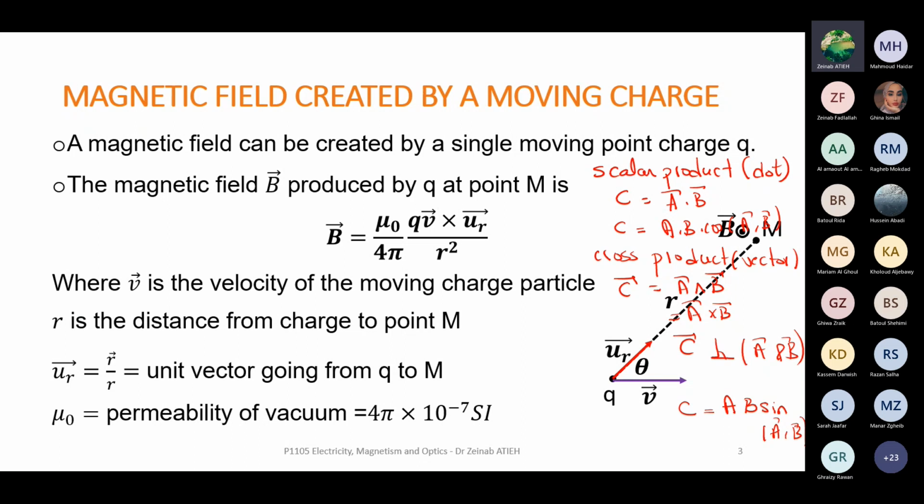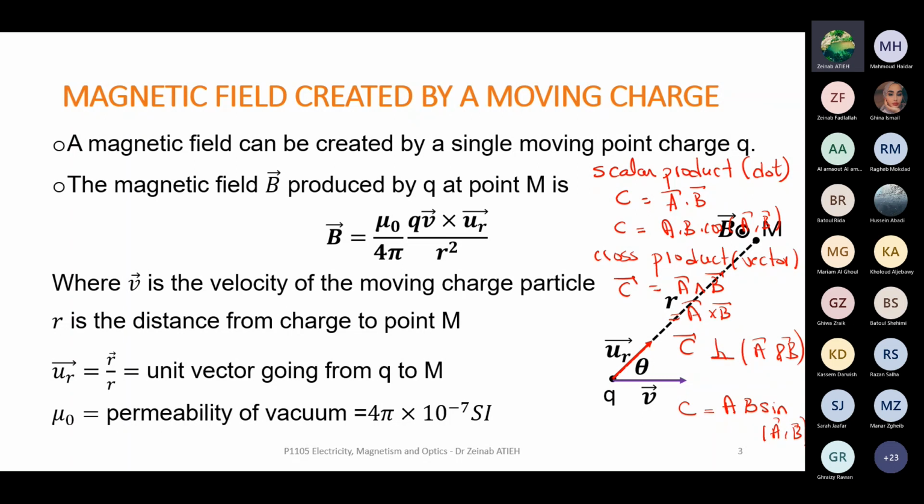So this is the magnetic field created by a moving charge. If V is equal to 0, and the charge is not moving, you can see that B will be equal to 0. What do we deduce? We deduce that if the charge is not moving, it will not create a magnetic field. It will only create a magnetic field if it is in motion. No motion, no magnetic field. Whether in motion or at rest, it will create an electric field.